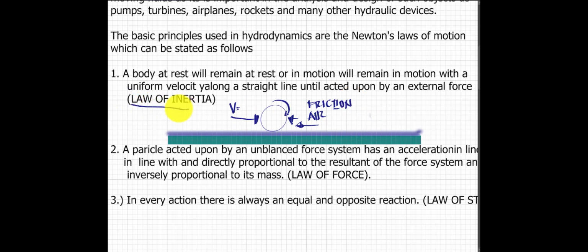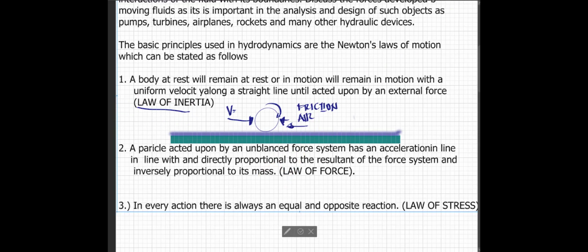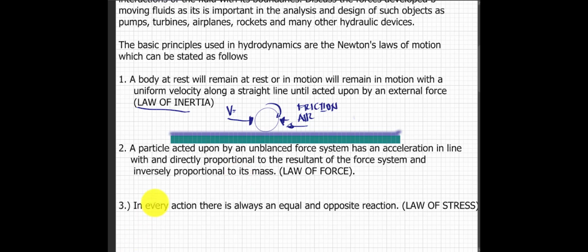Then next we go to the second law. A particle acted upon by an unbalanced force system has an acceleration in line with and directly proportional to the resultant of the force system, and inversely proportional to its mass. This explains our equation from physics: force is equal to mass times acceleration.